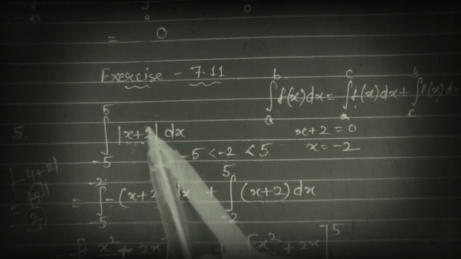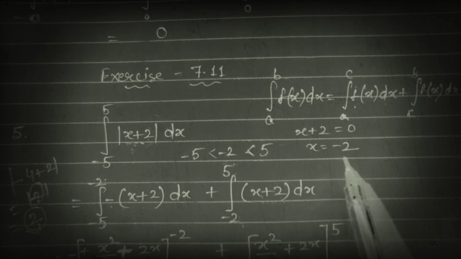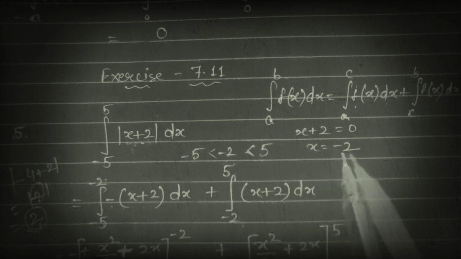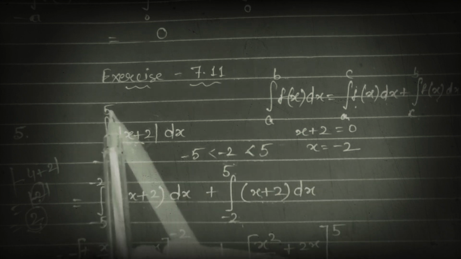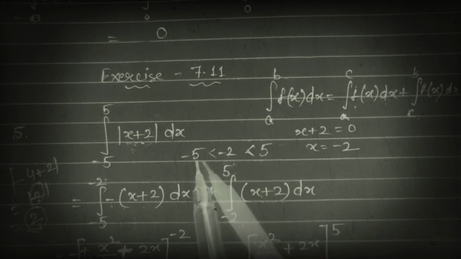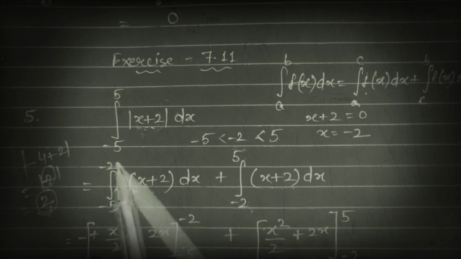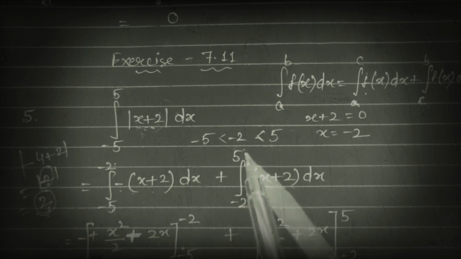So for modulus of x plus 2 we have to simplify it. Firstly we will check where it is 0. x plus 2 is 0 when x is equal to minus 2. So it is 0 at minus 2, and minus 2 lies between minus 5 and 5. So we will split the limits into minus 5 to minus 2 and minus 2 to 5.